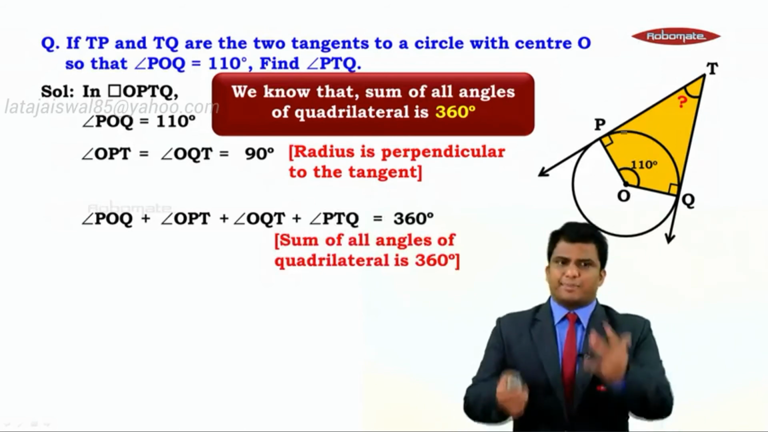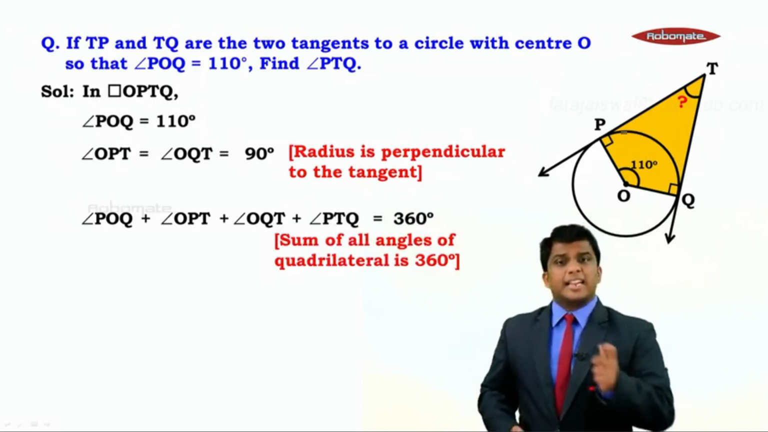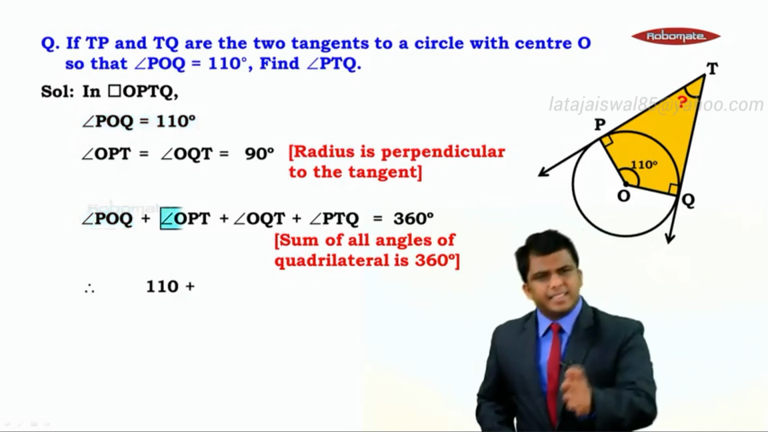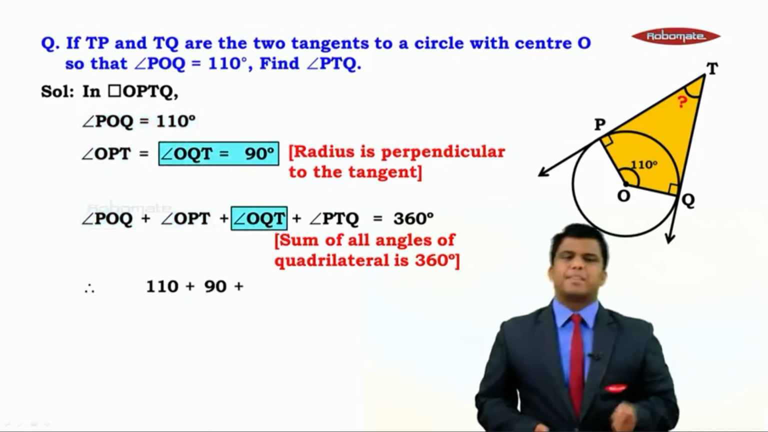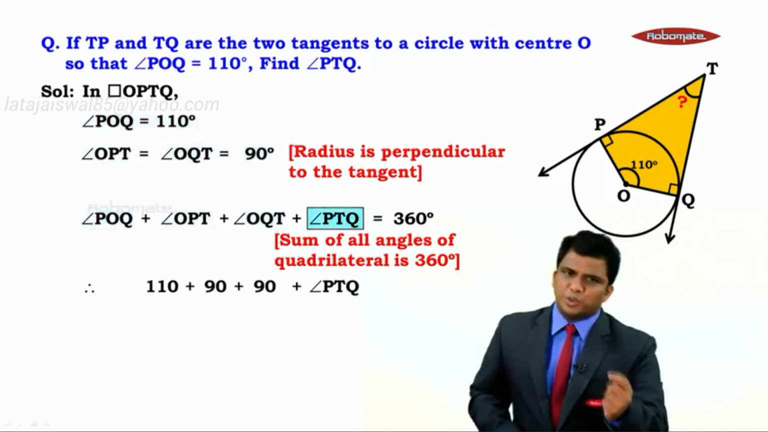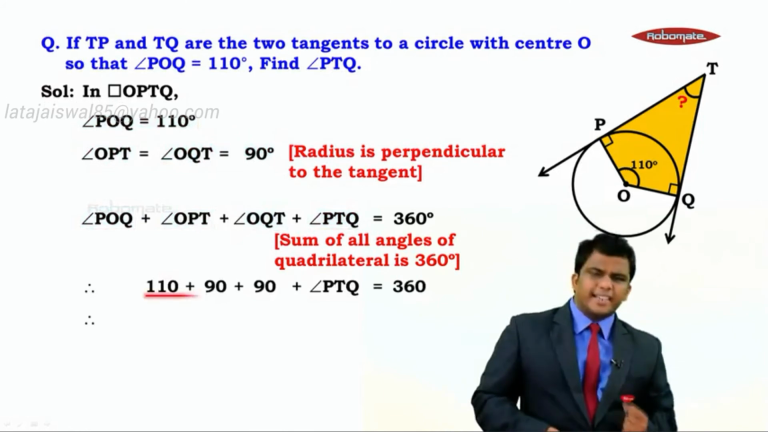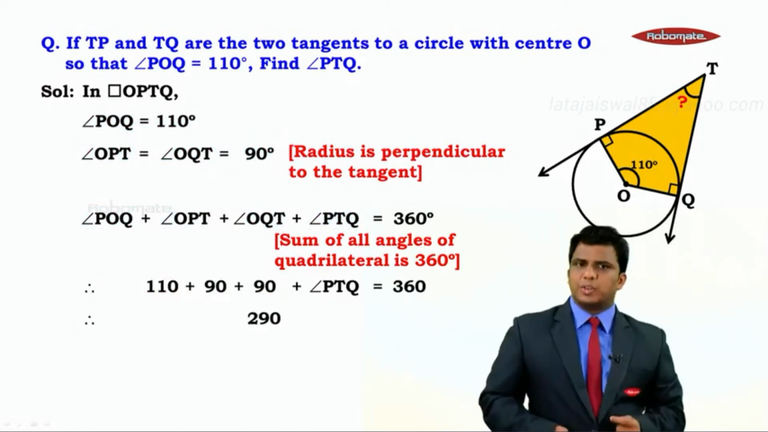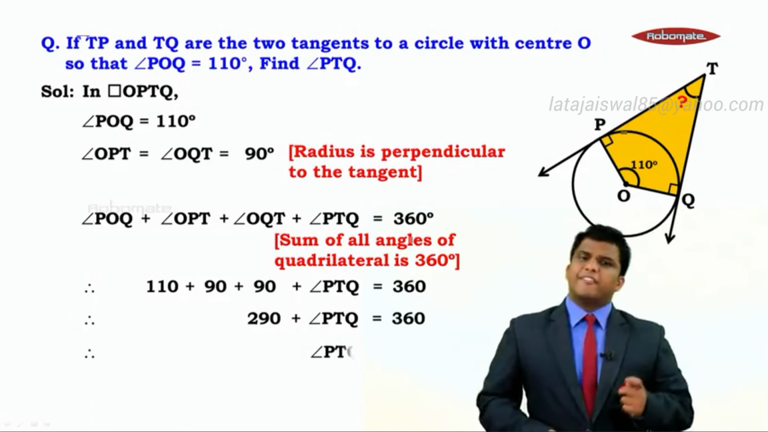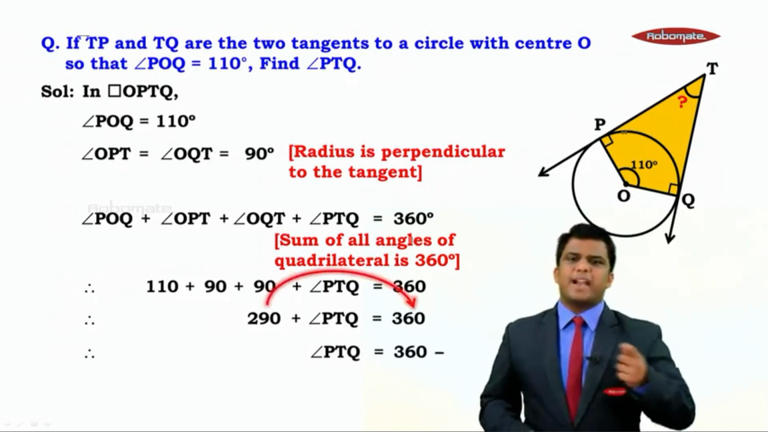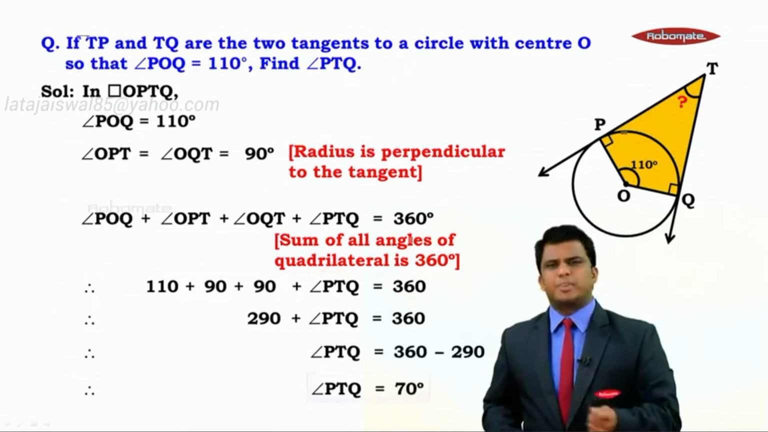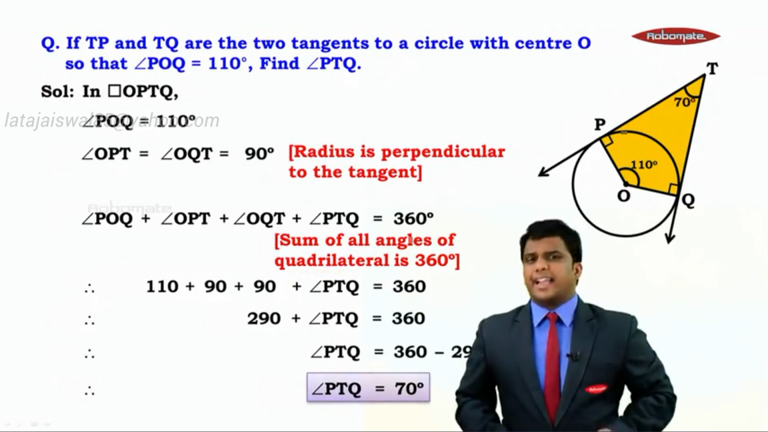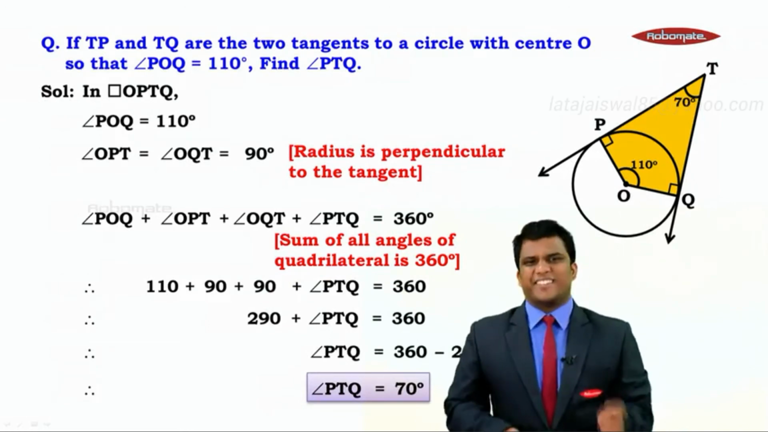Now what? Let's substitute the values of the angles known to us. That means 110 plus 90 plus 90 plus angle PTQ is equal to 360. The addition of 110, 90 and 90 gives you 290. So when we swap it, we get angle PTQ as 360 minus 290, and the difference is going to be 70 degree. Hence, angle PTQ is equal to 70 degree.